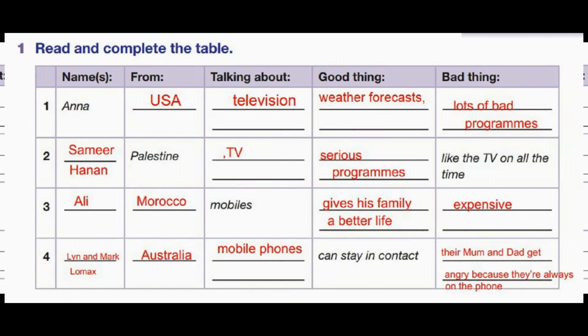Anna, USA, television, weather forecasts, lots of bad programs. 2. Samir and Hanan Kudzi, Palestine, TV, serious programs like documentaries, cartoons. 3. Ali, Morocco, mobile phones, gives his family a better life, can find the best market for his fish, expensive. 4. Lynn and Mark Lomax, Australia, mobile phones, they can stay in contact, their mum and dad get angry because they're always on the phone.